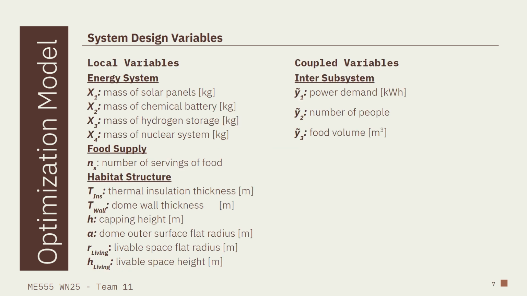Now we will take a look at the system design variables. We start on the left with our local variables within each subsystem. There are 4 for the energy system, 1 for the food supply, and 6 for the habitat structure. There are also 3 inter-subsystem variables. These coupling variables link the subsystems together.